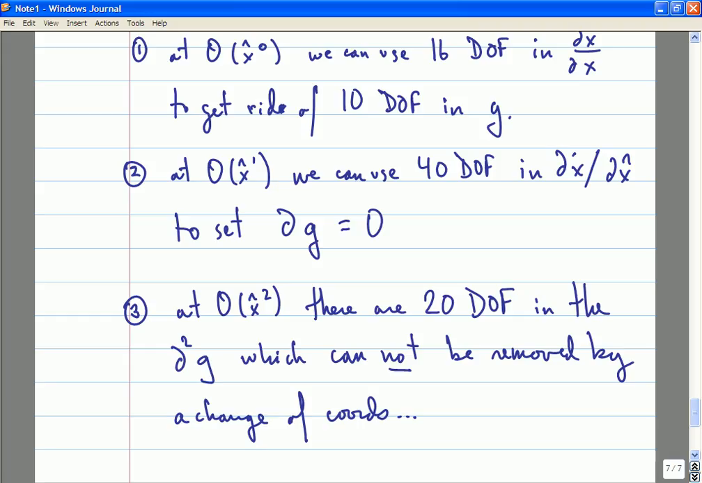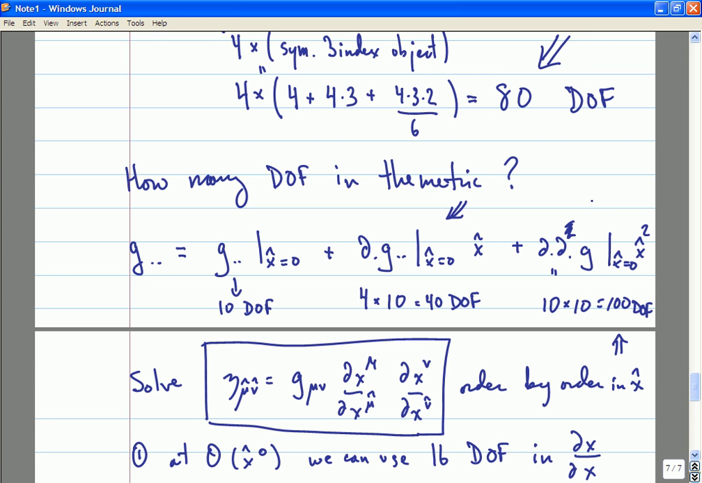Yes? As you move up to x cubed and x, how does the number of degrees of freedom grow? Is it linear? Well, you just have to do the computation. It's not linear. If you wanted to look at this equation at the next order in x, you would have the number of degrees of freedom in the three-index symmetric object from the derivatives, which was 20, times the number of degrees of freedom in the metric, which is 10, so you would have 200 degrees of freedom at the next order.